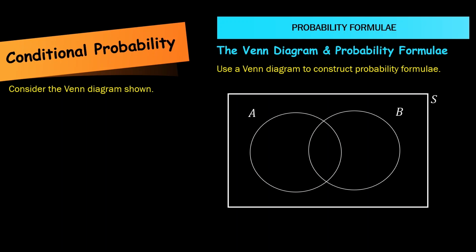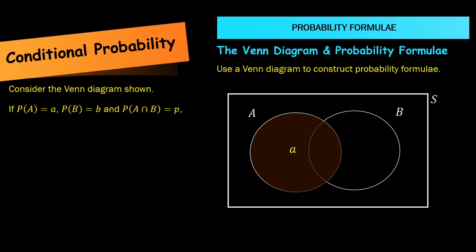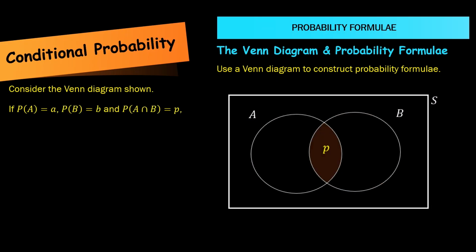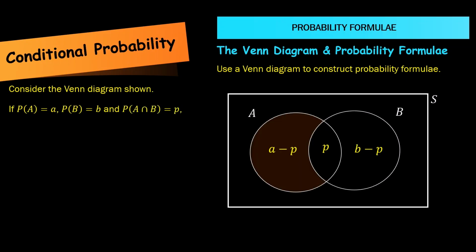Consider the Venn diagram shown. If probability of A equals A, probability of B equals B, and probability of A intersect B equals P, then we can place these as shown. So here's the probability of A equals A. Here's the probability of B, which equals B. And here's the probability of A intersect B, which equals P, as shown here. And so using this information, we can express our probabilities as shown.